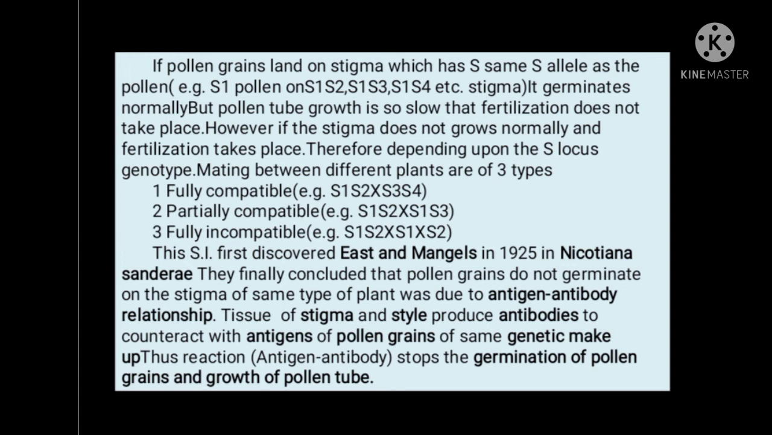This self-incompatibility was first discovered by East and Mangelsdorf in 1925 in Nicotiana sanderae. They concluded that the pollen grains do not germinate on the stigma of the same type of plant due to an antigen-antibody relationship. The tissue of the stigma and style produces antibodies to counteract the antigens of pollen grains of the same genetic makeup. Thus, the antigen-antibody reaction stops the germination of pollen grains and growth of the pollen tube.